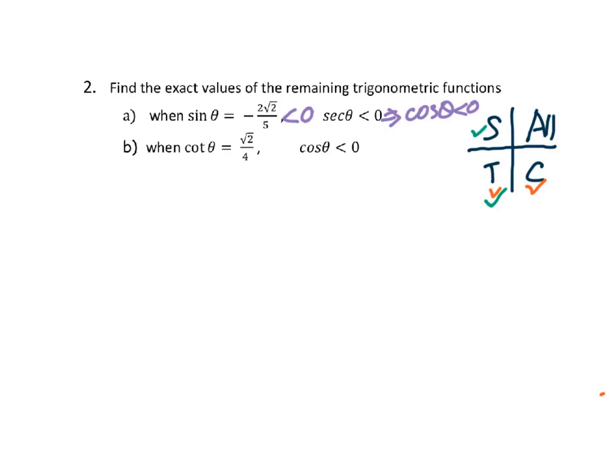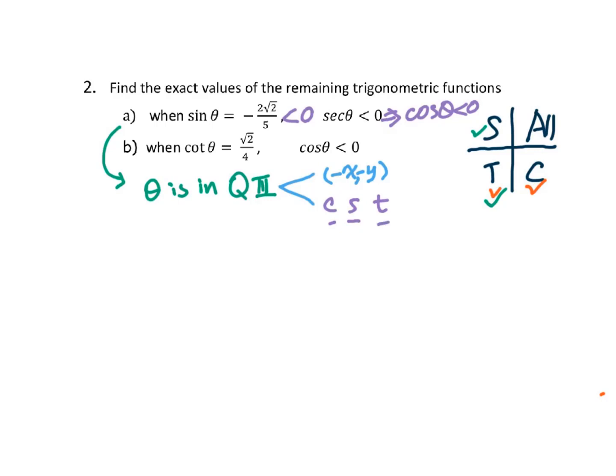Therefore, for part A, theta is in quadrant 3. From this quadrant, we get two conclusions. First of all, the coordinate for this quadrant will be negative x, negative y. And for quadrant 3, that's CST, meaning negative, negative, positive.